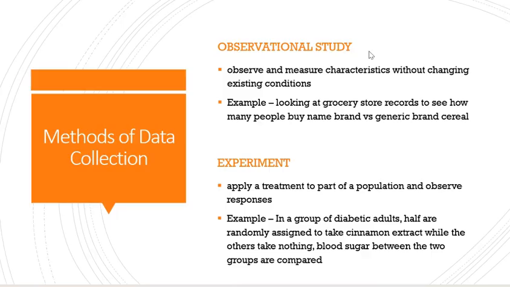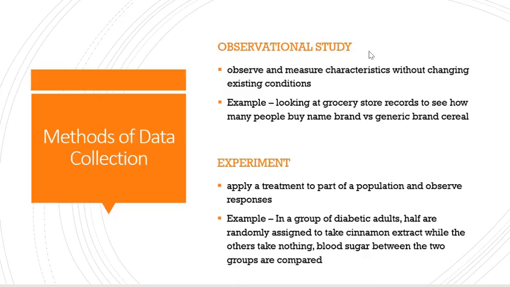So, an observational study, we observe and measure characteristics without changing existing conditions. All right, so I'm not going to mess with anything. I'm not going to tell people certain things or tell them what to do. I'm just going to observe what's already happening. So an example with this would be if I went through grocery store records to see how many people buy name brand versus generic brand cereal.